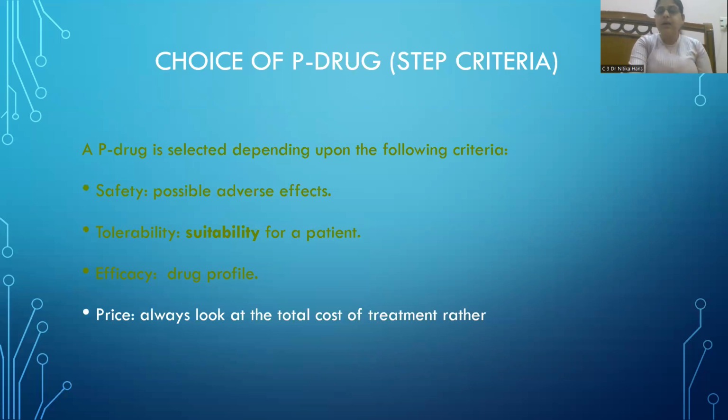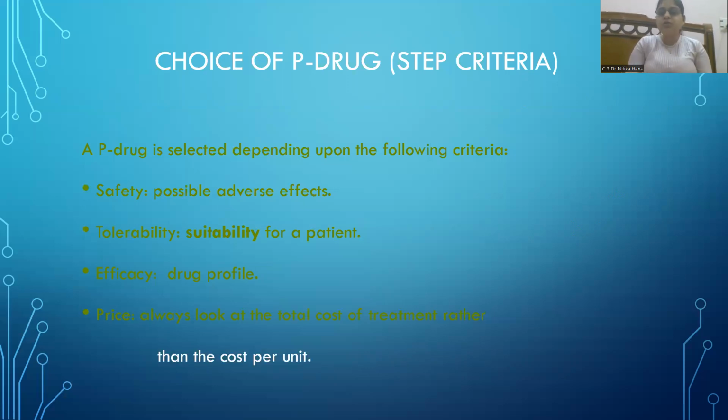And in the price, we have to look for the total cost of the treatment. What is the total cost of the treatment? If the drug is given for 10 days, then we have to not see the cost per unit tablet, but we have to see the total cost of the treatment given during the total duration of the time to treat some disease.